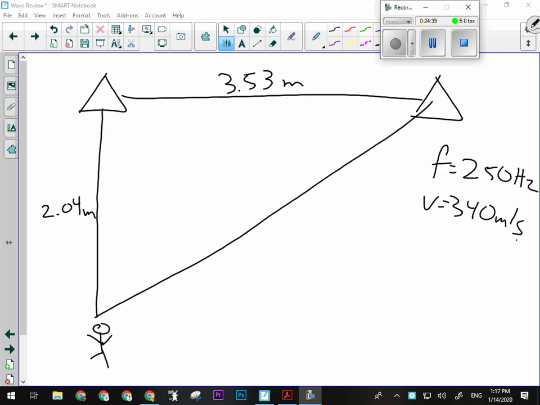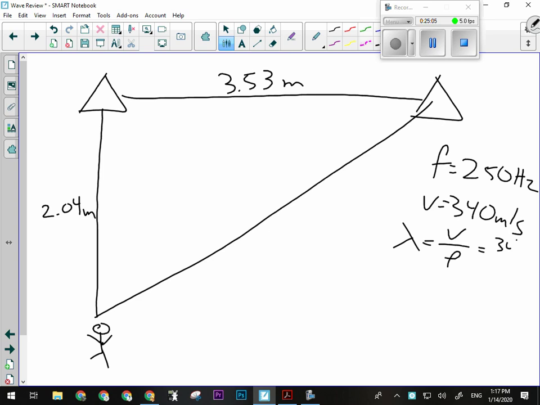Okay, so to solve the speaker question, the first thing I need to know, well, actually, kind of the background, is that what determines whether this person hears a loud or quiet sound is the number of wavelengths traveled from each source to them. So the most obvious thing to solve for first would be the wavelength, since that's what determines how many wavelengths there are. Wavelength is going to be v over f.